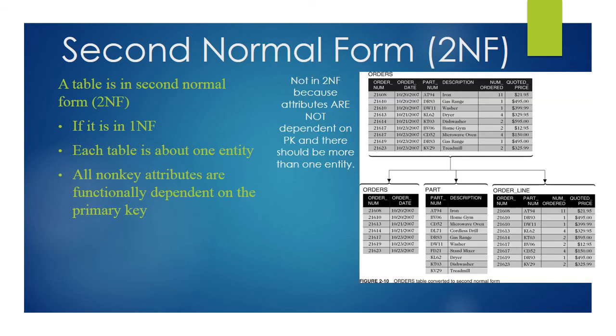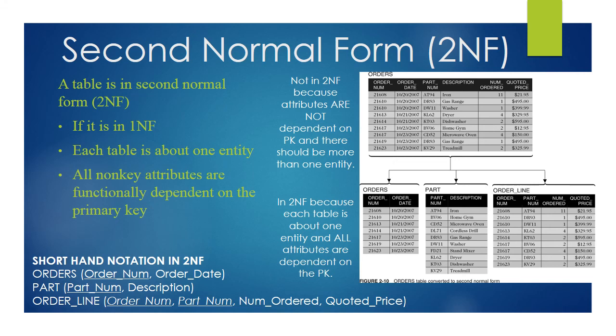Looking at figure 2.10, the top orders table is in first normal form, but the attributes are not dependent on the primary key. And there should be more than one entity. For this example, you applied the functional dependency process you learned earlier to form the three tables. The shorthand notation for the three new tables looks like this.